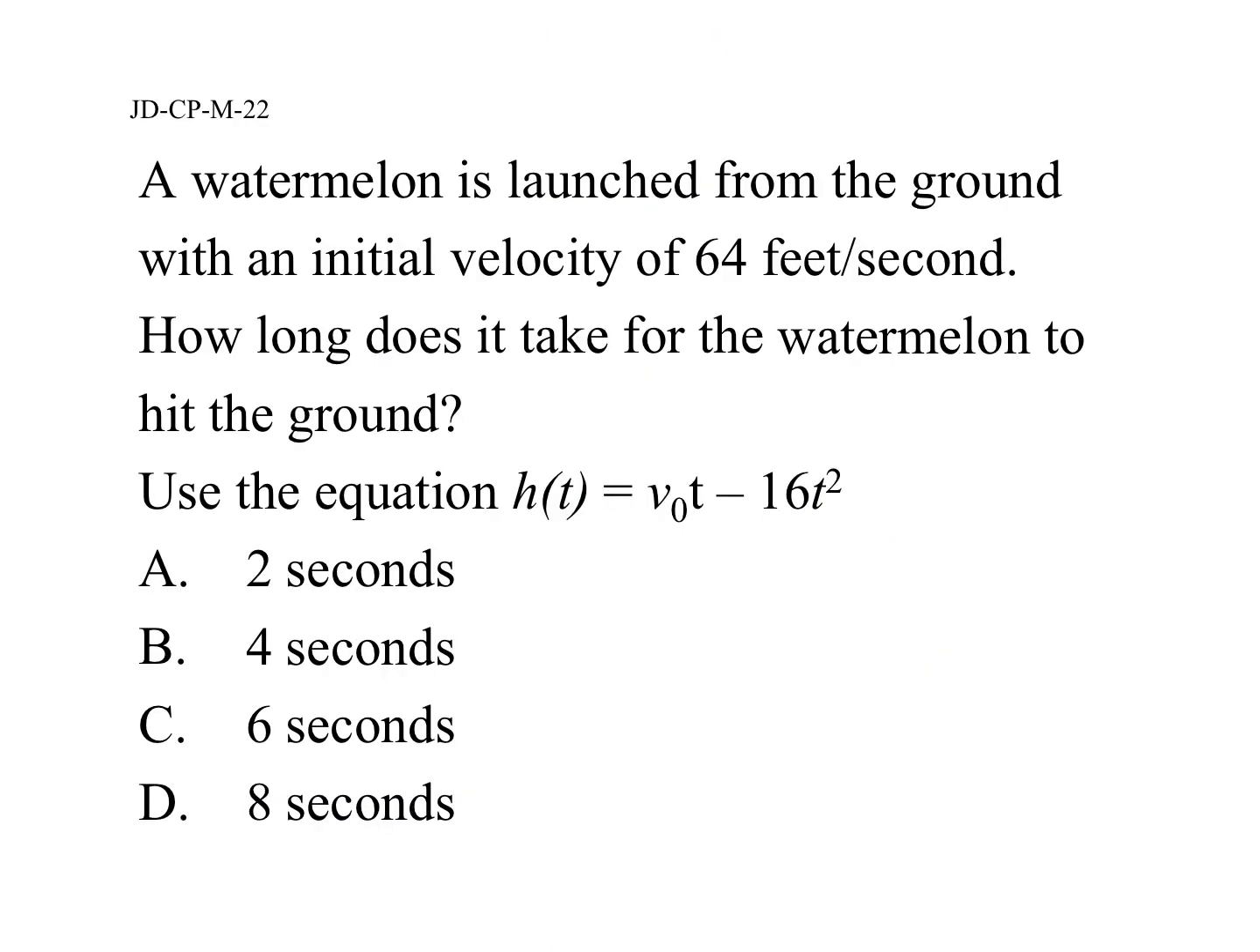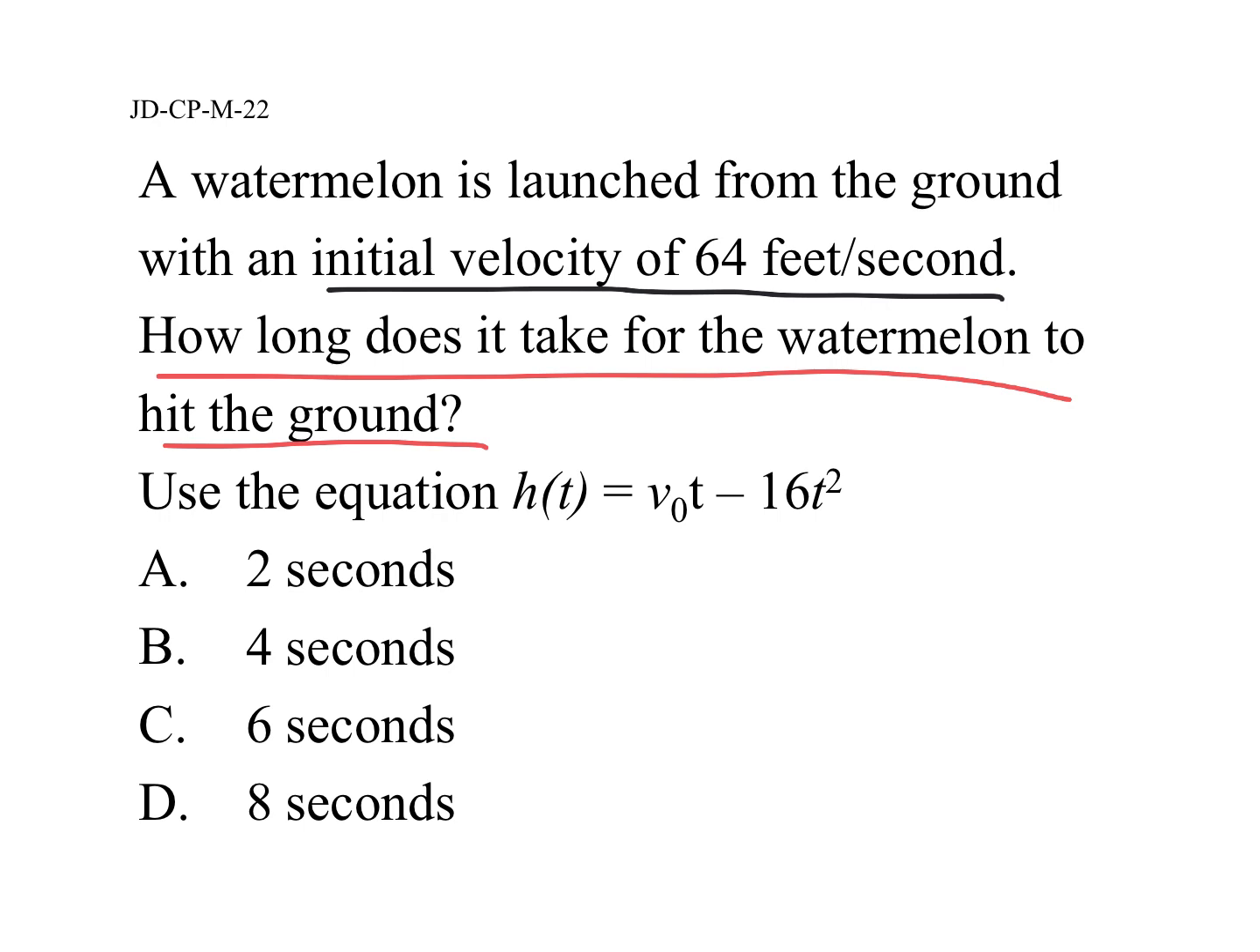22, we have a watermelon launched from the ground with an initial velocity of 64 feet per second, and the question is, how long does it take for the watermelon to hit the ground? This left side of the equation is h of t, which just means height is a function of time. V sub 0, V is for velocity. The 0 means like at time 0. So that's our initial velocity, and then t is time.